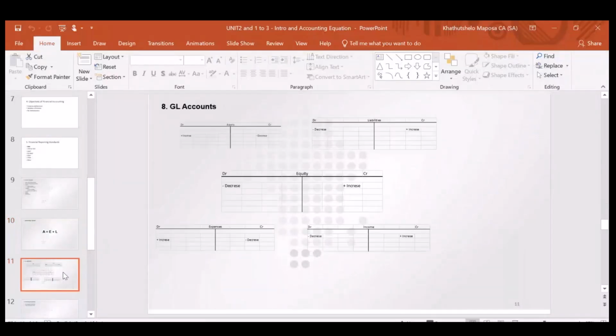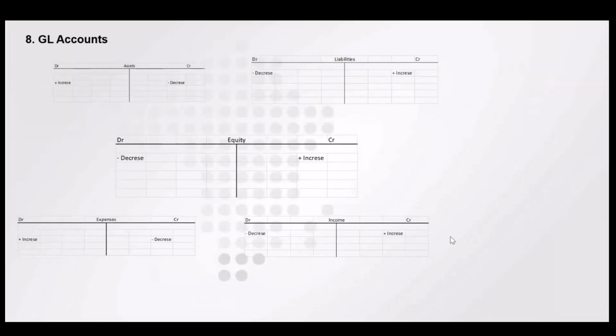And the most important slide that I presented last time, and I think in each and every class I will be presenting it, is this slide, which we must master. We have basically four groups of accounts, depicted here on the screen. The main ones: assets increase on the debit side and decrease on the credit side.